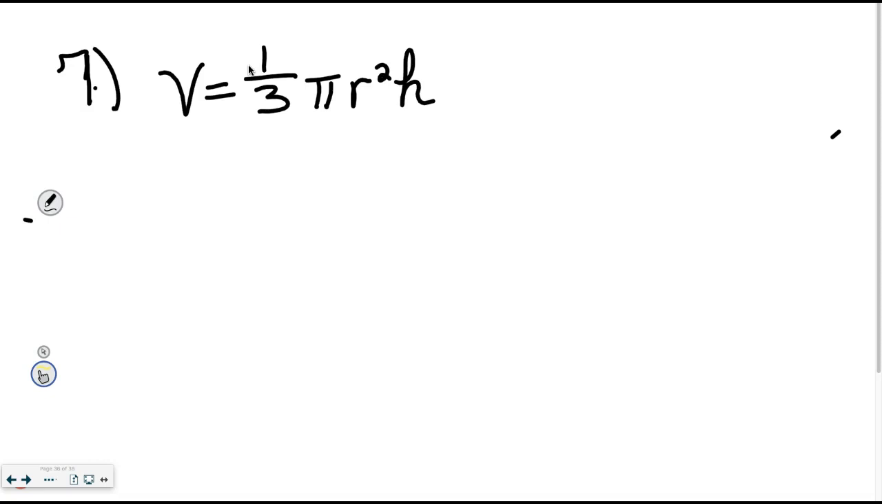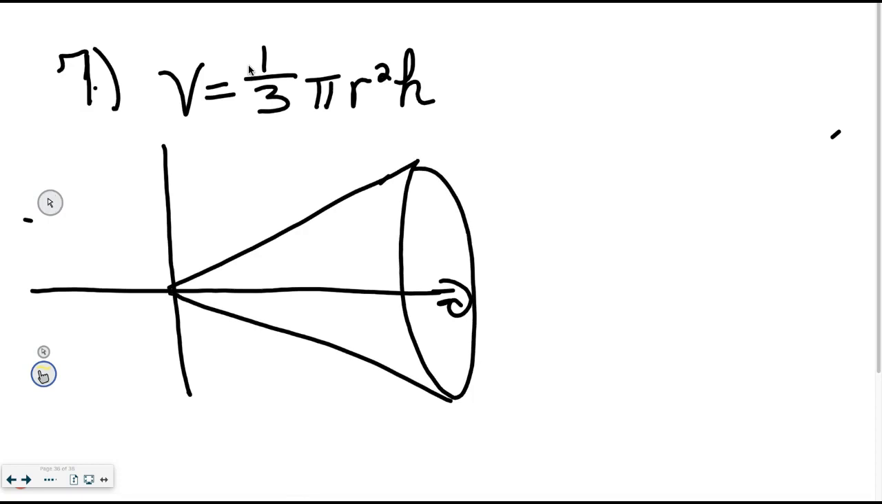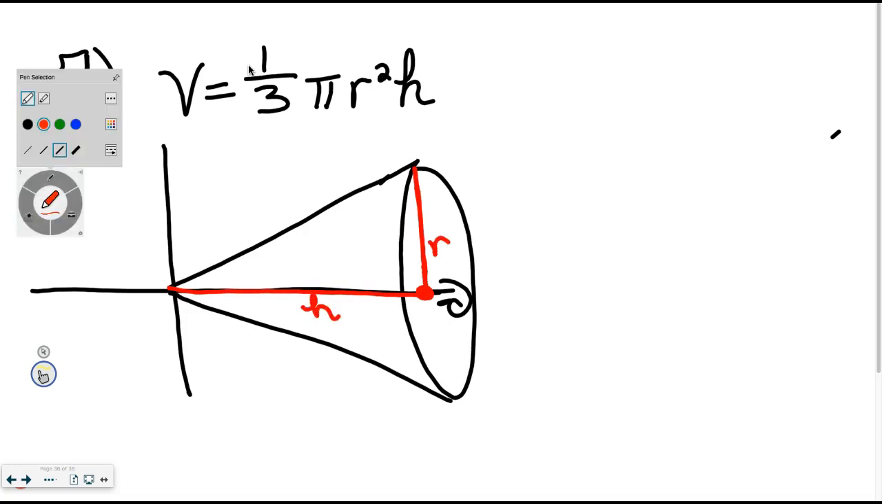But why is it 1/3 pi r squared h? And it comes from revolving a line about an axis. I'm choosing the x-axis because it's the easiest. I told the kids why it was the easiest, but I'm not going through that again. So we revolve it around, and it makes a cone. This dimension right here would have been the height of the cone. This dimension right here would have been the radius of the cone. The function that we revolved around the axis is this line.